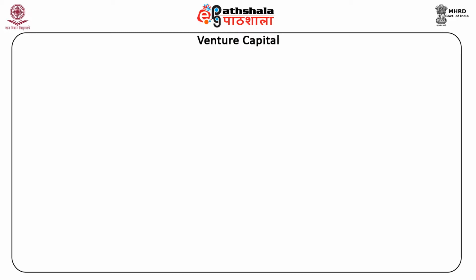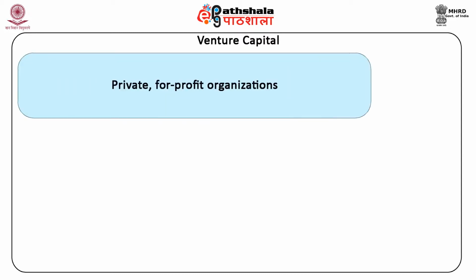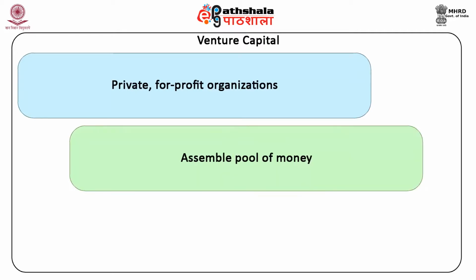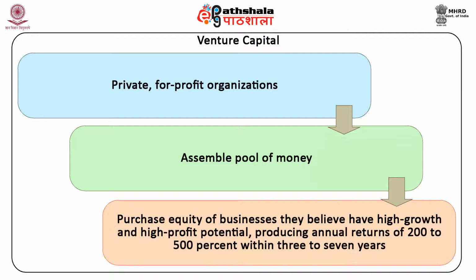Fourth is venture capital. Venture capital companies are private, for-profit organizations that assemble pools of money and then use it to purchase equity of businesses they believe have high growth and high profits potential, producing annual returns of 200 to 500% within 3 to 7 years.